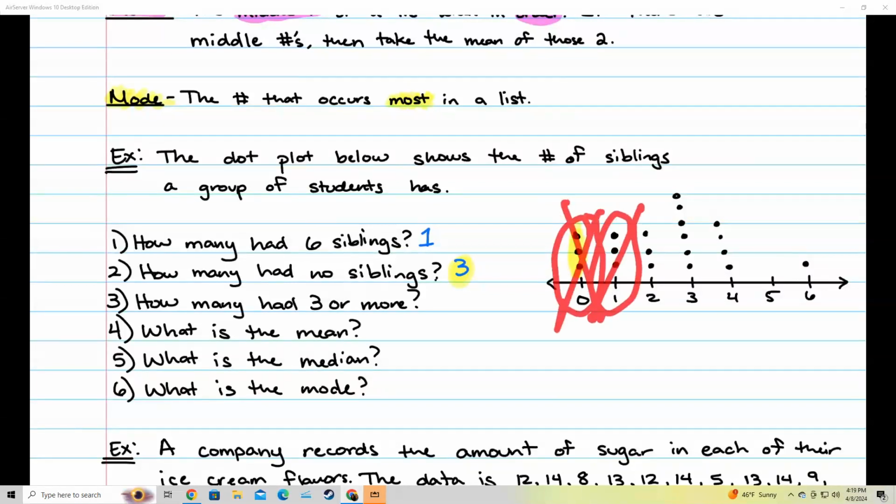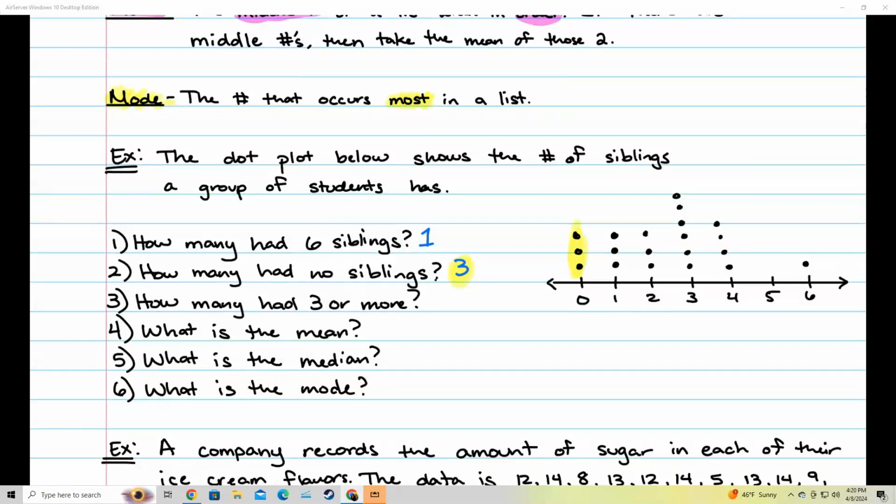These guys don't have three or more. These guys only have two, so that's not three or more. These guys, they all have three, and three does count as three or more. So I do want to include these. The people who have four siblings, I also want to include them. And this person over here who has six siblings, I want to include them as well.